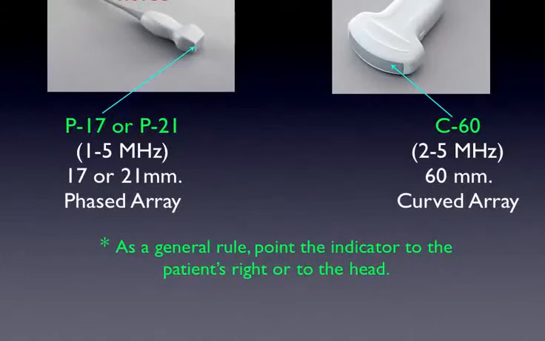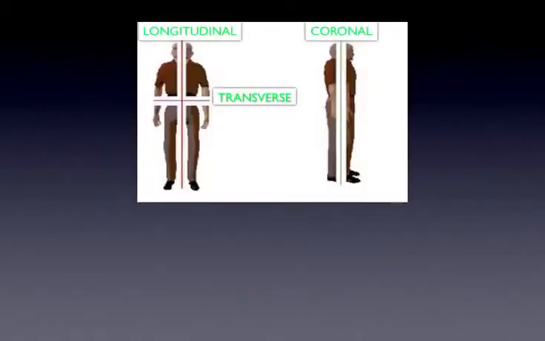And these probes, as a general rule, we all know, typically point to the patient's right or to the patient's head. And we're going to be examining the organs in either longitudinal, transverse, or coronal planes, and typically you want at least two of these views.